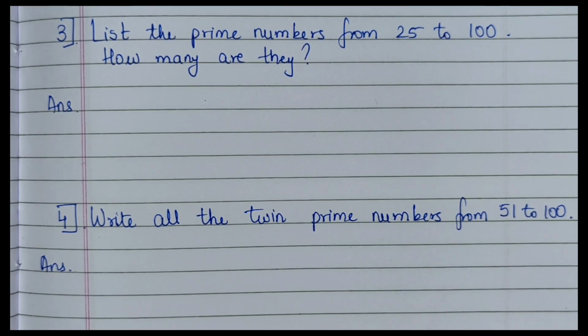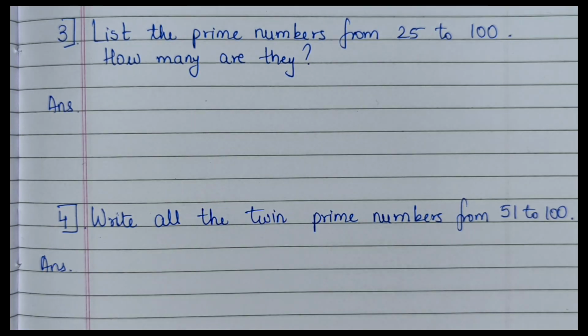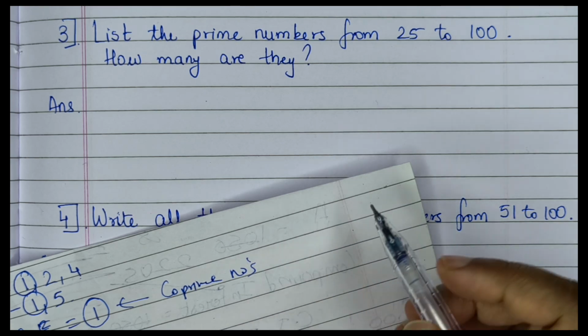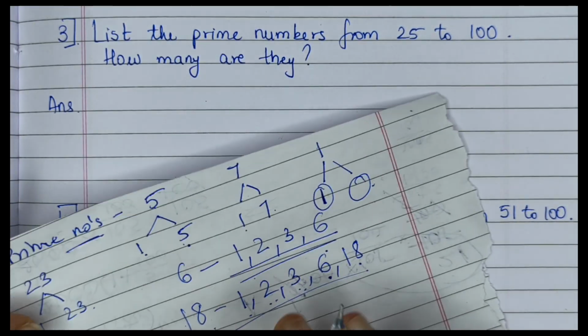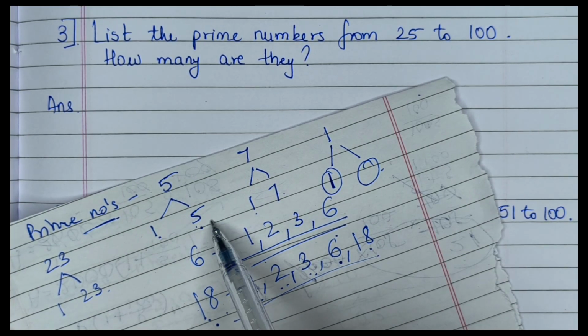Now see in the third one, list the prime numbers from 25 to 100. Okay, we have to list all the prime numbers from 25 to 100 and we have to say how many are there. Now first of all, prime numbers, I told you, the divisors of prime numbers are only 1 and the number itself, like I explained earlier. See here, 5 is a prime number. What are the factors of 5? 1 and 5, the number itself.